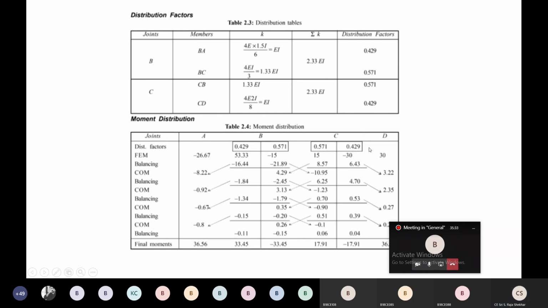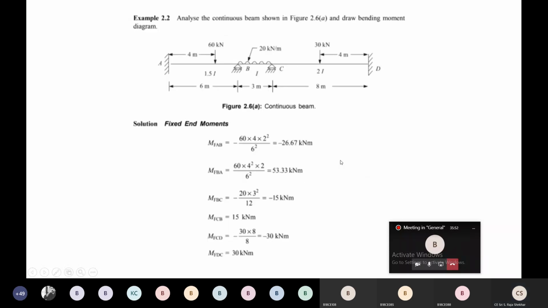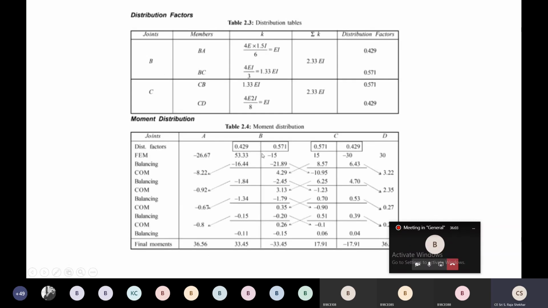I have written these here. Now, what do we write? The fixed end moments. MFAB is minus 26.67, MFBA is 3.33, MFBC is minus 15, MFCB is 15, MFCD is minus 30, and MFDC is plus 30. We calculated these, the first step values, and represented them there. There are 3 spans, so there will be 6 fixed moments. I am writing them with the same signs.